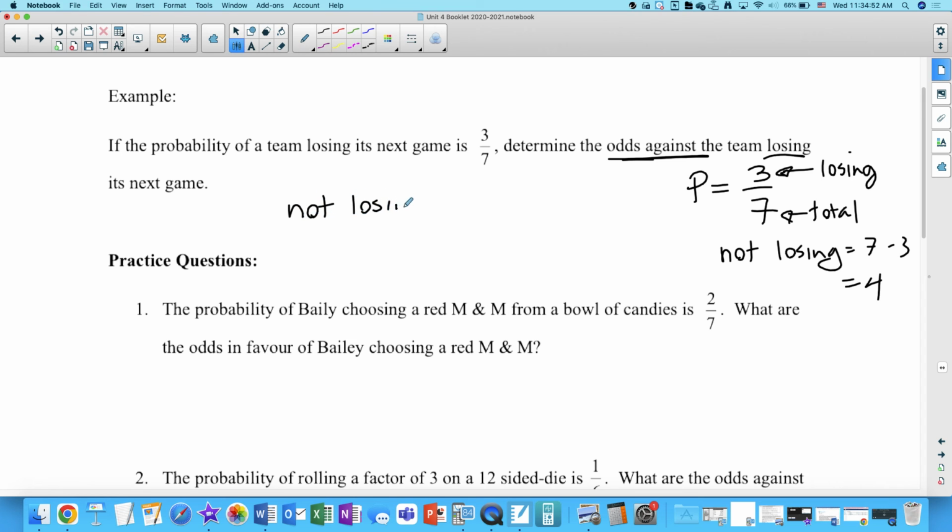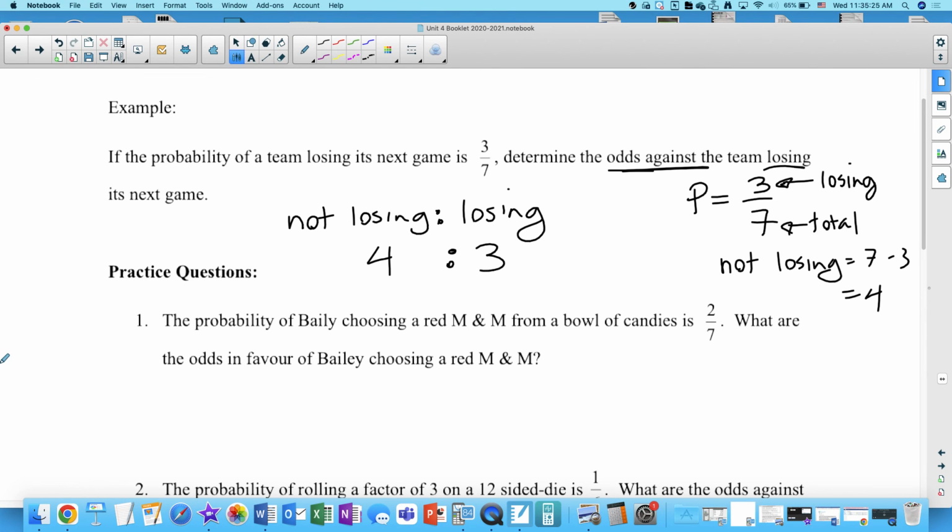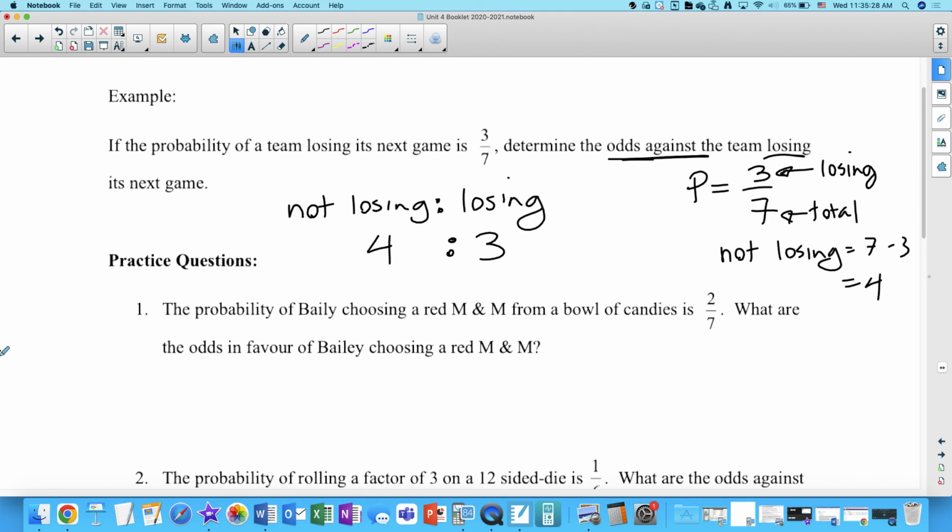Here's why it gets tricky and people make mistakes if they don't write that down. Odds against has a negative connotation. Losing has a negative connotation. So when you think odds against losing, a lot of people put losing first. In this case, that's not true. Losing is the event. Odds against losing is not losing. That needs to come first. So when you clearly highlight or underline the words odds against losing, the next thing you do is write not losing to losing. And then you just look at the numbers that you analyzed over here, plug them in, and you will never make a mistake. Does that make sense?